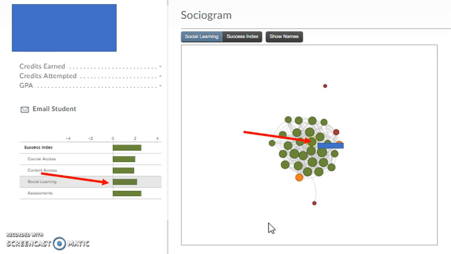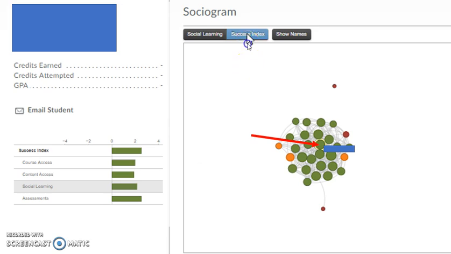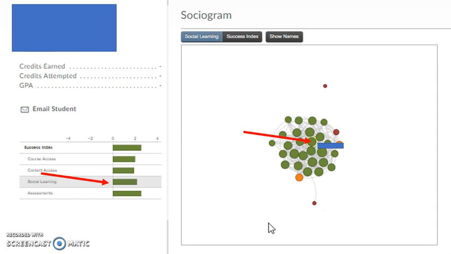and then I can either look at the social learning chart, and I can also look at the success index chart. So the reason why I like to do these is because I want to assess how a student is learning with his or her peers, which is on this social learning chart, and I've identified the student I'm looking at specifically. Her numbers are good on the success index for the specific category, and she's right in the middle of our web, which means that she is connected with several students within the class.